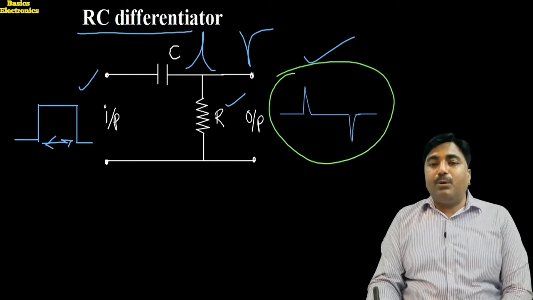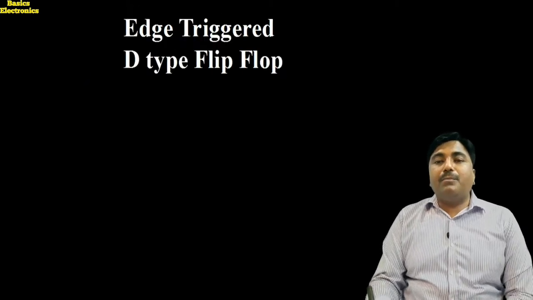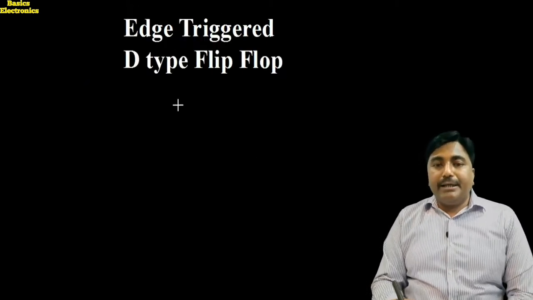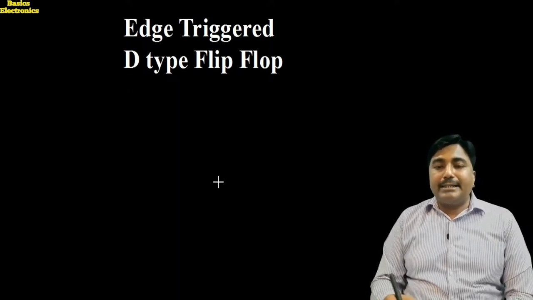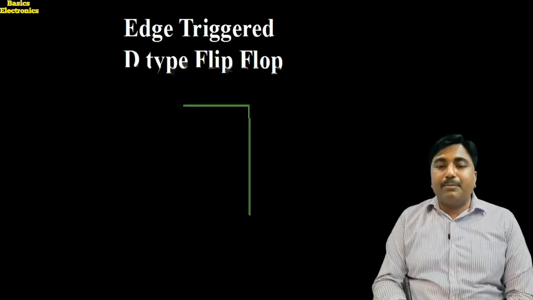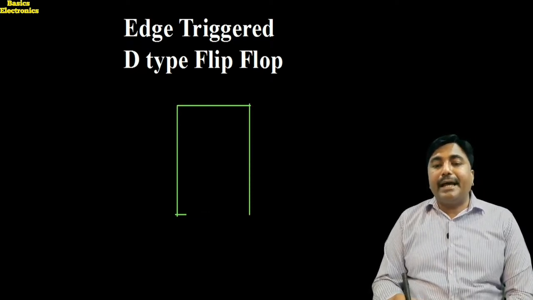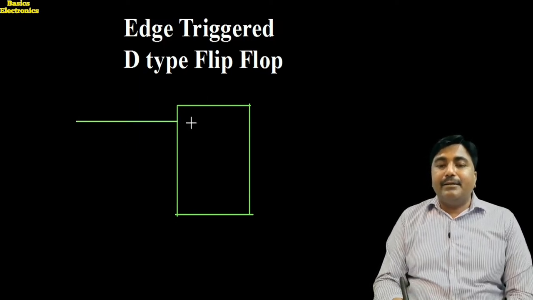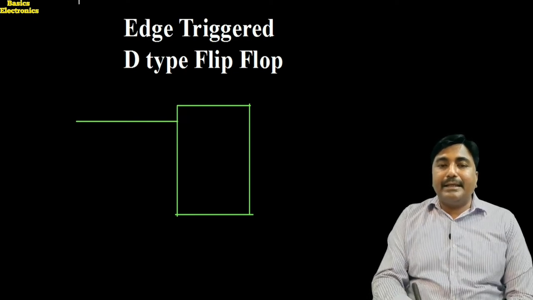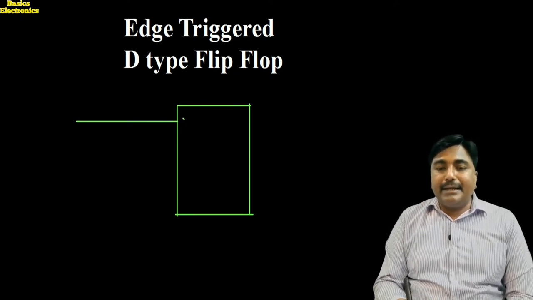We had seen before the clock pulse clock flip-flop. Here we have to see the edge triggered flip-flop, and first we draw its symbol. So the symbol is like the clock RS flip-flop symbol, clock D-type flip-flop symbol. Here the D-type flip-flop means there is a single input, and that single input is the D input. Here it is the D input.